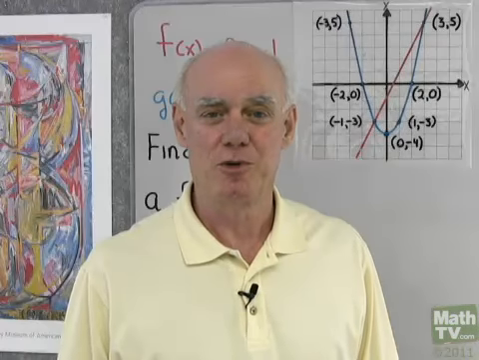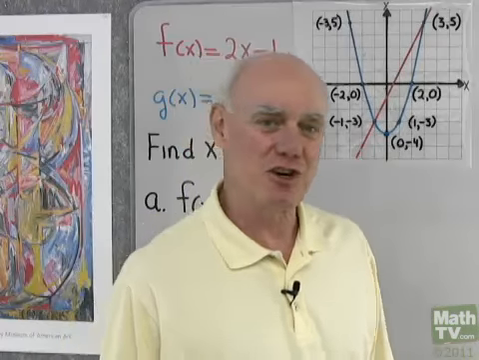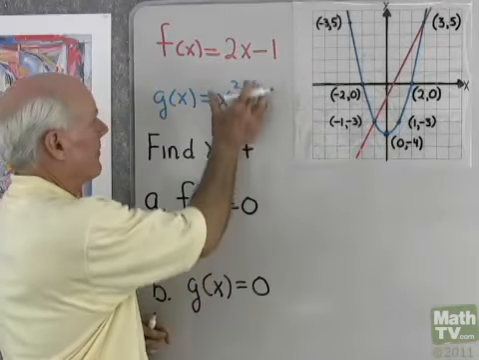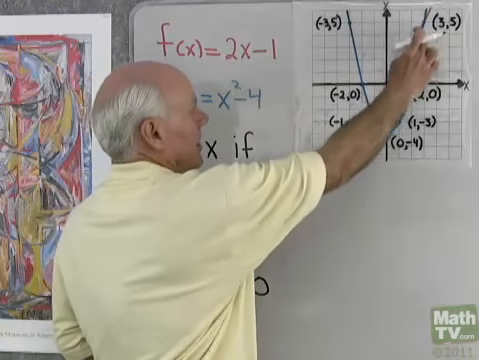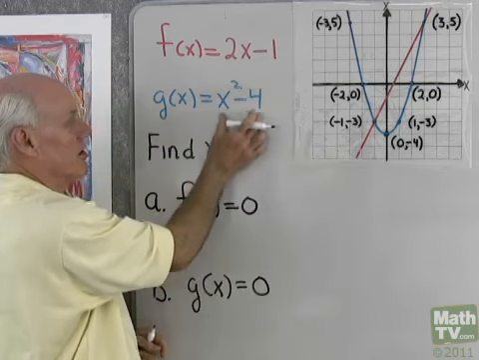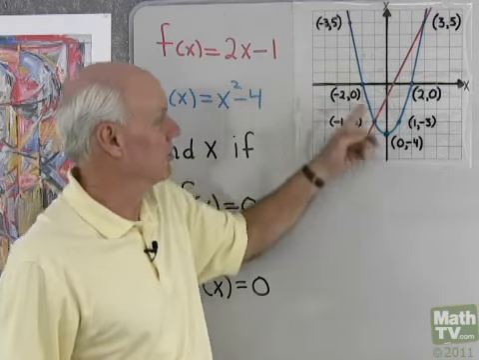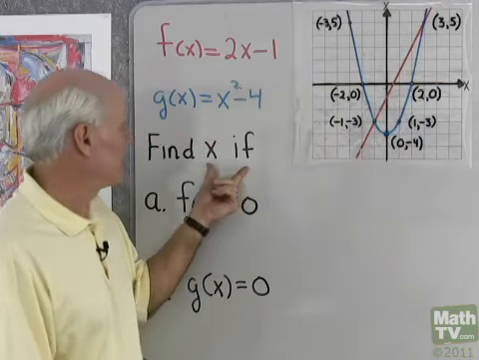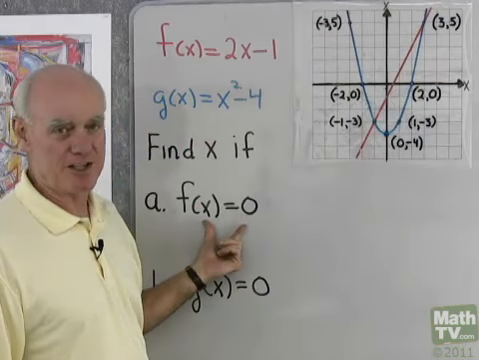Okay, I want to do a little bit more work with function notation. So here's a couple problems. f of x is equal to 2x minus 1. That's the red line. g of x is x squared minus 4. That's the blue parabola right here. Let's find x if f of x is equal to 0.